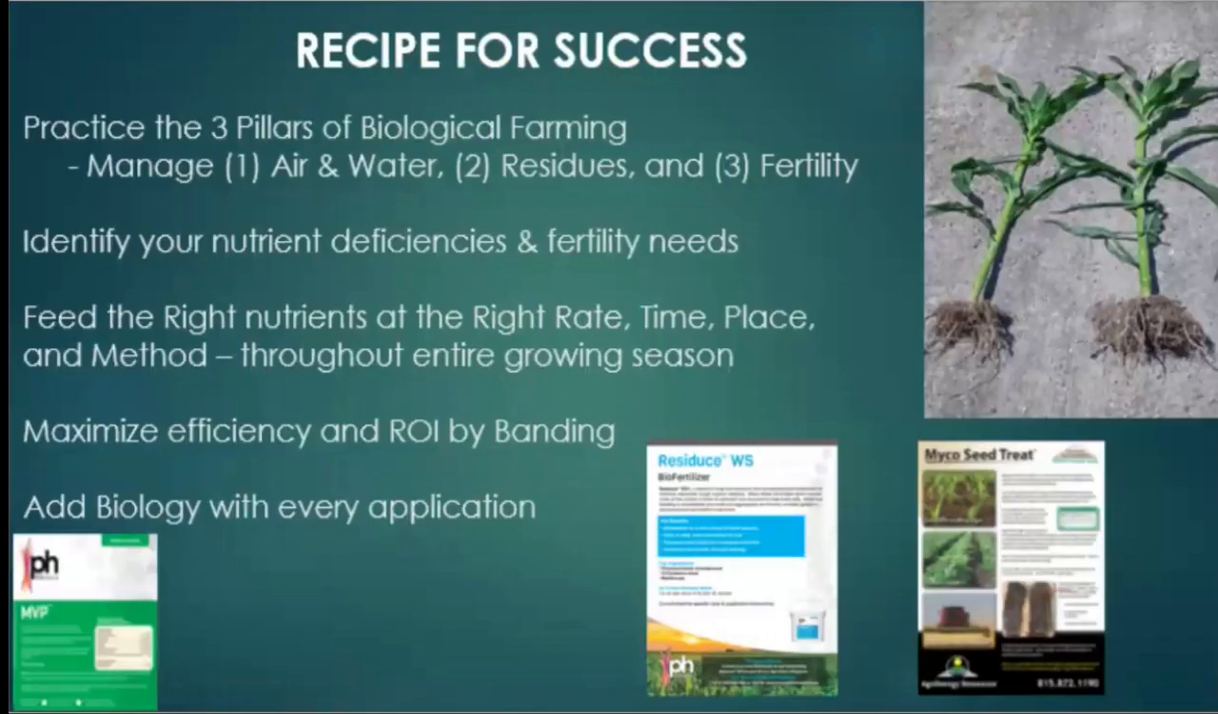So, the recipe for success: practice the 3 pillars of biological farming. You got to manage the air and water, right? You got to manage the residues and manage the fertility. And I think to do that, to dig a little deeper, you got to look at your soil samples. You got to know what nutrients you need, how much of that. You want to do the 5 R's. We believe by banding, that will actually help maximize your ROI. And then add biology with every application.